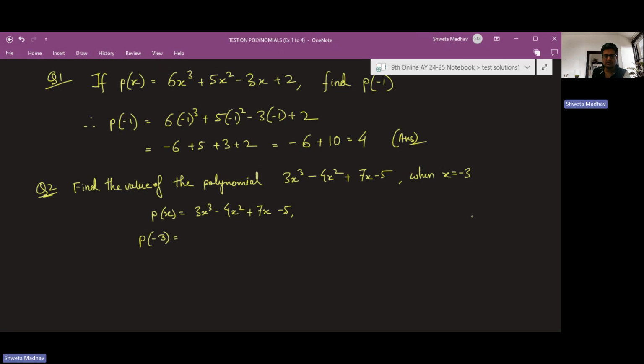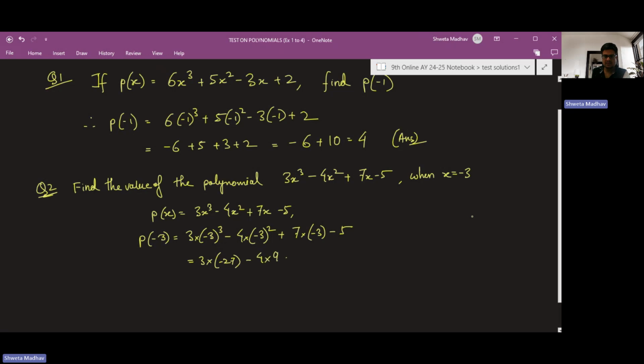So p of minus 3 will be 3 into minus 3 whole power 3 minus 4 into minus 3 whole power 2 plus 7 into minus 3 minus 5. So this will be 3 into minus 27 minus 4 into 9 minus, this will be 7 3s are 21, minus 5. So this will be equal to minus 81 minus 36 minus 21 minus 5.